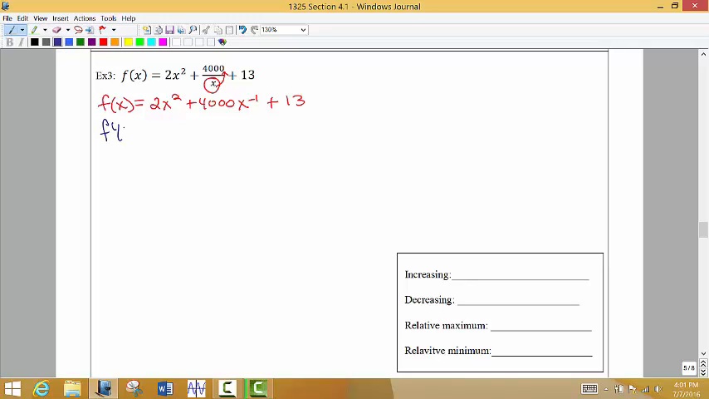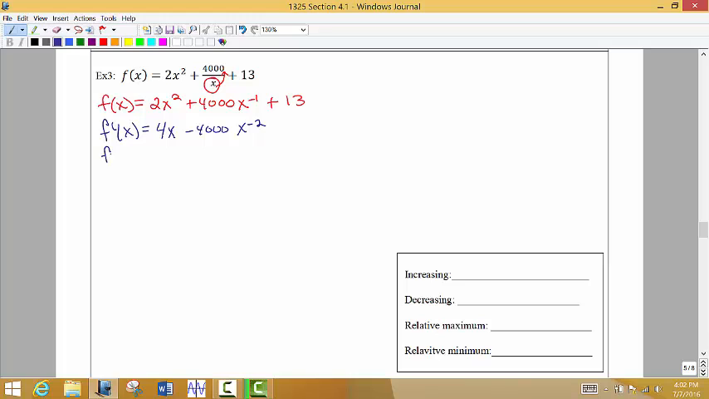And now I'm going to take the first derivative. So our first derivative, f prime of x equals. So the first one, I'm just using the power rule here, so that gives me 4x. And then here I'm going to use the power rule again. Negative 1 times 4,000, that's negative 4,000. Reduce the exponent by 1, so that gives me x to the negative 2 power. The last term is a constant, and the derivative of constants is 0, so we don't have anything for that.